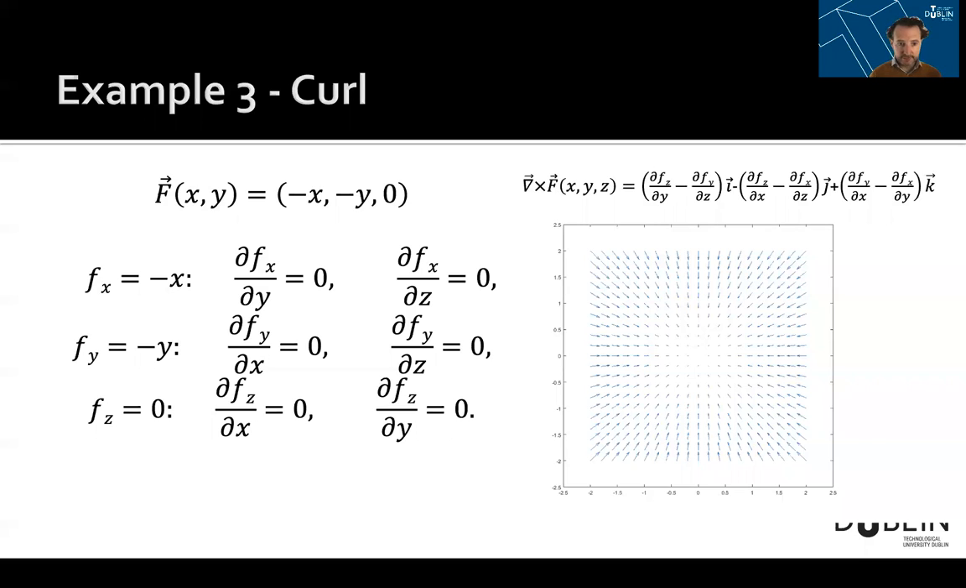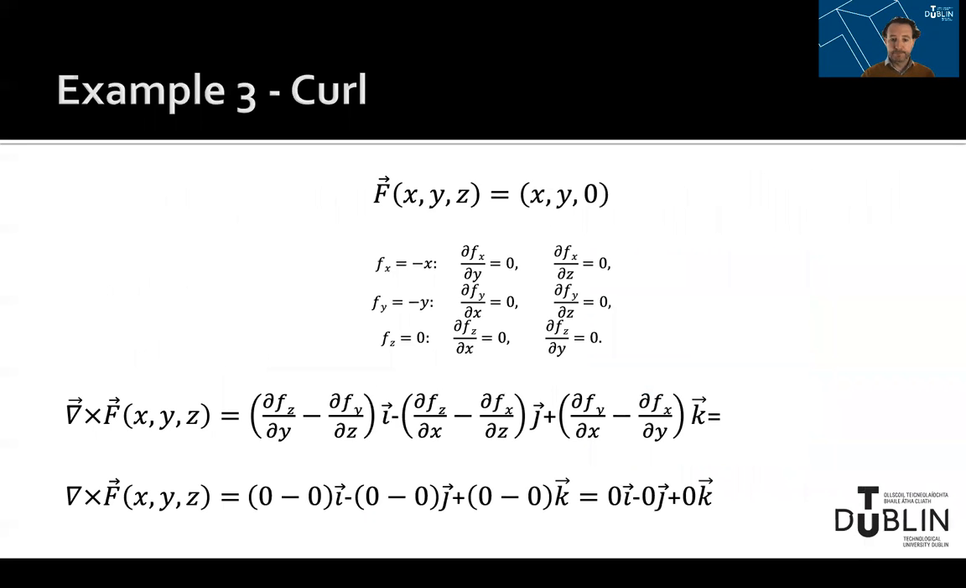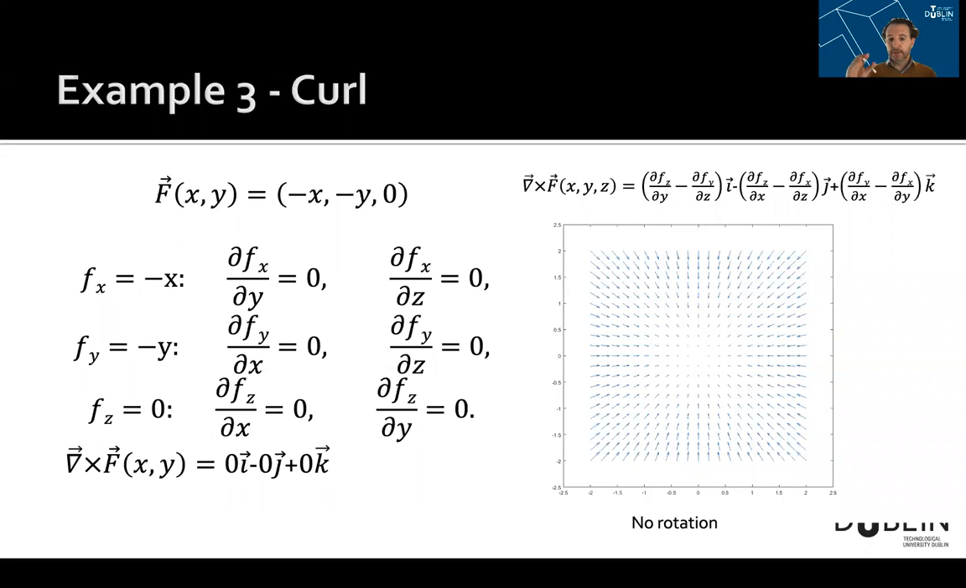We take the derivatives. Derivative of minus x with respect to y is 0. Derivative of minus x with respect to z is 0. Derivative of minus y with respect to x is 0. Derivative of minus y with respect to z is 0. So this is all 0. So once again, that immediately goes, nothing is happening here. We take those formulas and put them in, and we get 0. So this has no rotation. It has contraction, but no rotation.